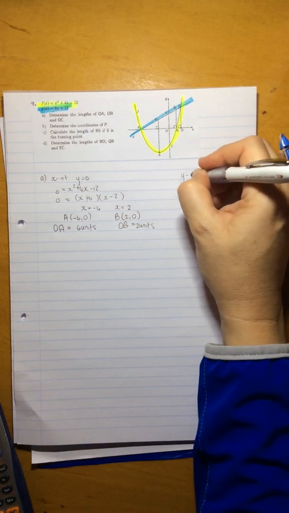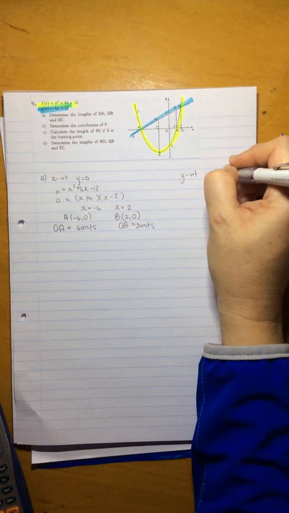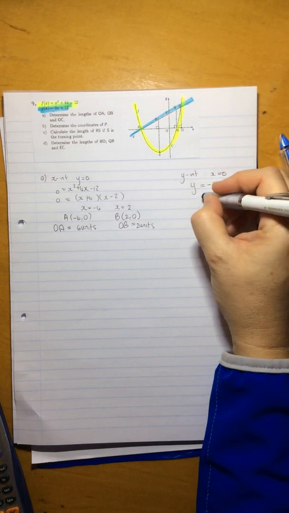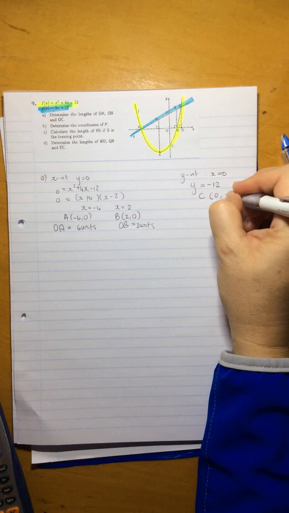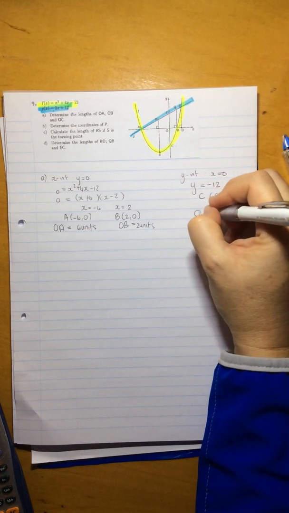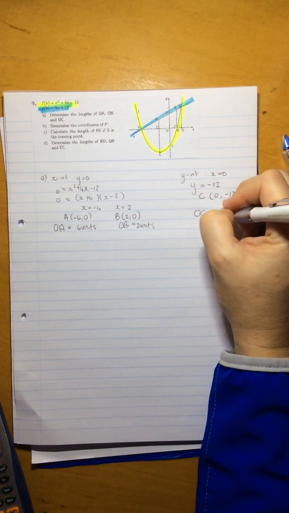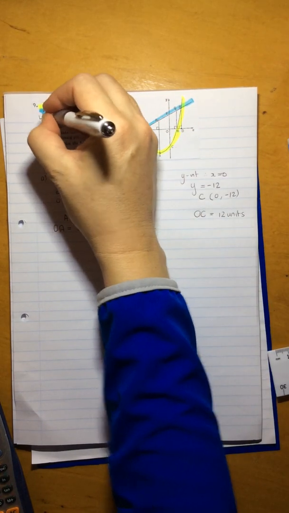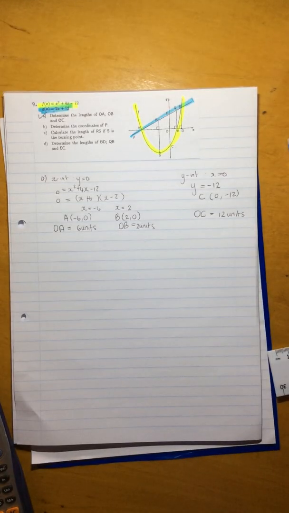To get the y-intercept, I'm going to make x 0. So y works out to be negative 12. That means C is 0 and minus 12. Lengthwise, OC is 12 units, and that's for question A.